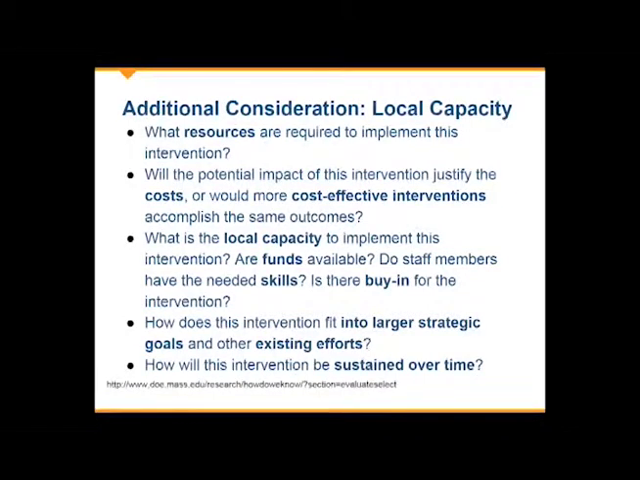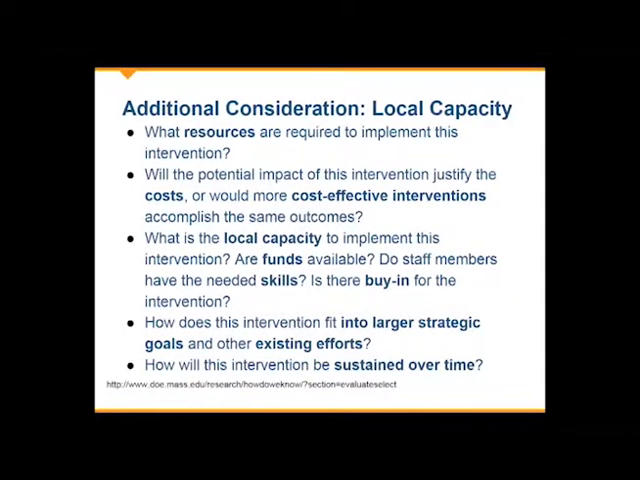Do they already have the needed skills? And do they have buy-in? Many times leadership teams may have buy-in to a practice or an intervention, but the teachers do not. And so implementation does not always go well. How does this intervention fit into the larger strategic goal and other existing efforts? Again, we can find a program that might have the desired outcomes we want and all the research behind it, but it doesn't really fit into our larger plan or the kinds of things we're already doing. And we have to consider those things when we're talking about full implementation. And then finally, how are we going to sustain this intervention over time?